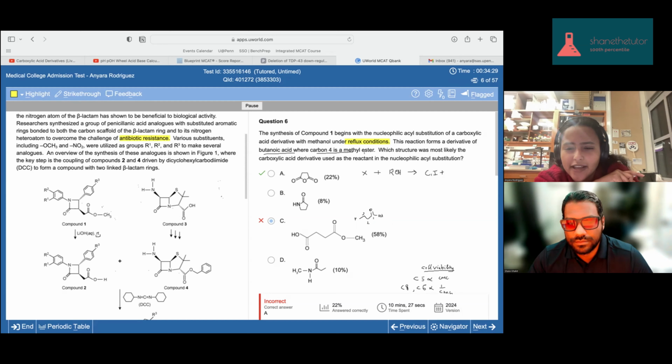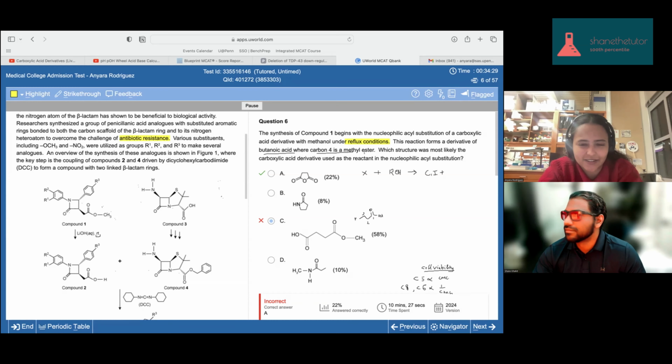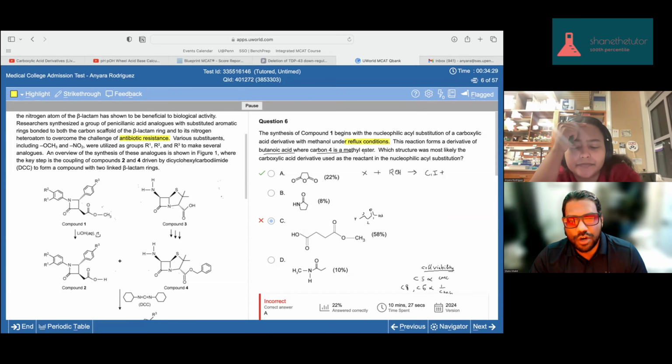Carbon 4 is a methyl ester. So are they referring to, in this same molecule, carbon number 4 being a methyl ester? I'm thinking the reaction forms a derivative of butanoic acid, where carbon 4 is a methyl ester. So you should have an ester on carbon 4, right? I'm not sure about the carbon four part.